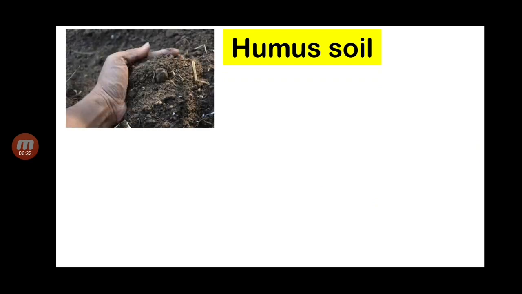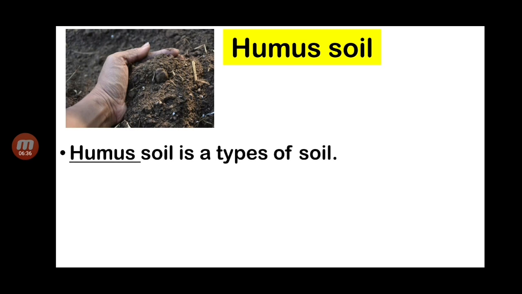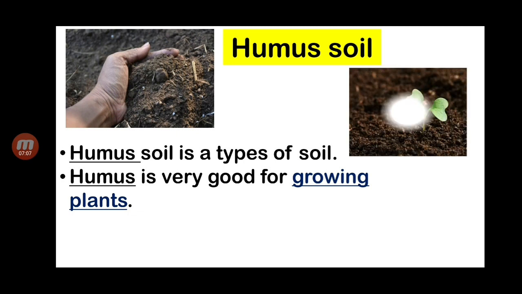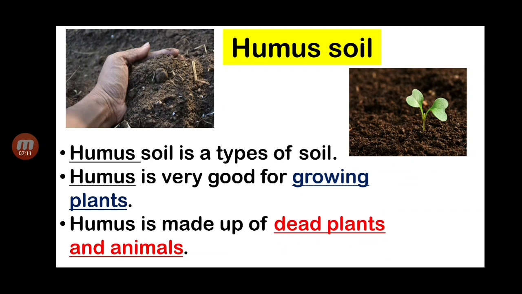Next is the humus soil. Humus soil is just like this. Humus soil is also a type of soil. Humus is very good for growing plants. Humus soil is the best for growing plants because this soil is rich in nutrients that plants need, right? Now humus is made up of dead plants and animals. That's why it's so nice to use humus soil for growing plants, right? Because humus is made up of dead plants and animals.